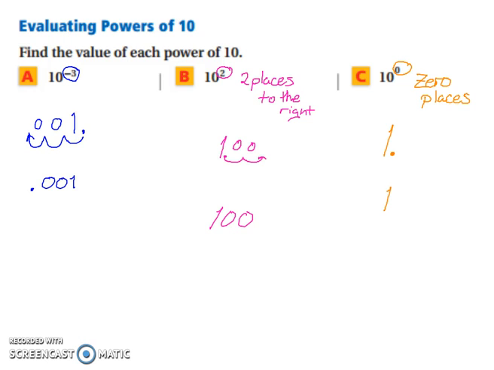So for B, we start at 1, and then we're going to go 2 places to the right, leaving us with 100. For C, we're going to start with 1, and then we're going to move 0 places. So, well, if we start at 1 and we don't go anywhere, we're left at 1. But hey, this looks familiar. Anything to the 0 power is 1. Rule still applies.